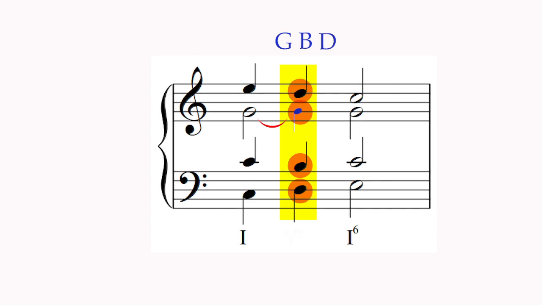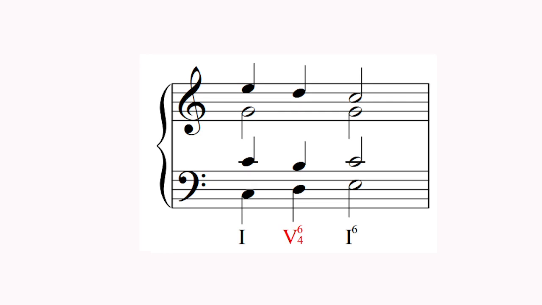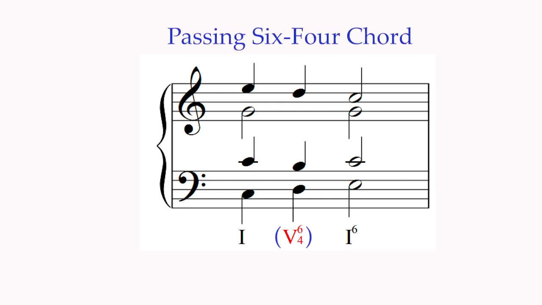Just like before, you might be tempted to call this a 5-6-4, but remember, second inversion triads are unstable. They rarely sound like the Roman numeral that we label them with. So music theorists will often put parentheses around this chord as well, and refer to this as a passing 6-4 chord.